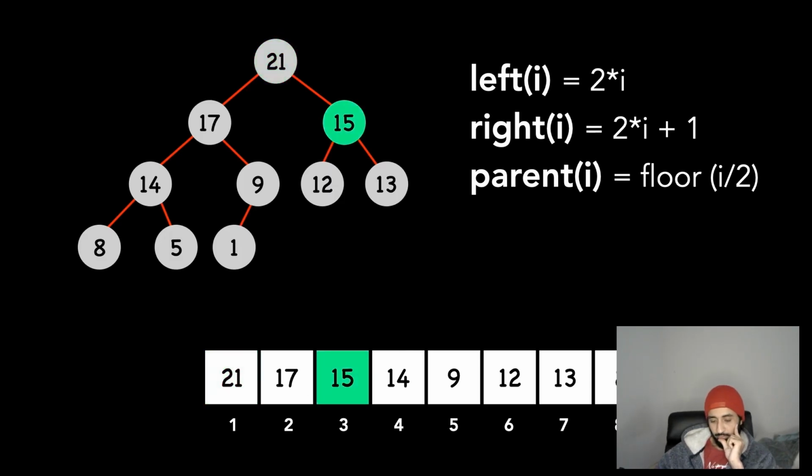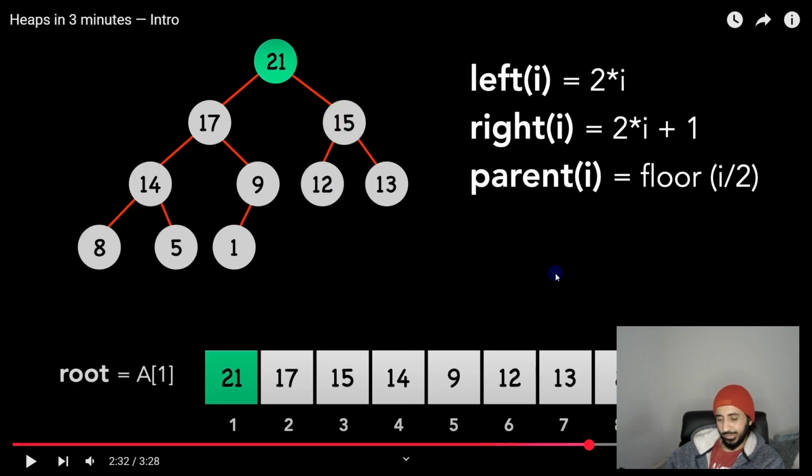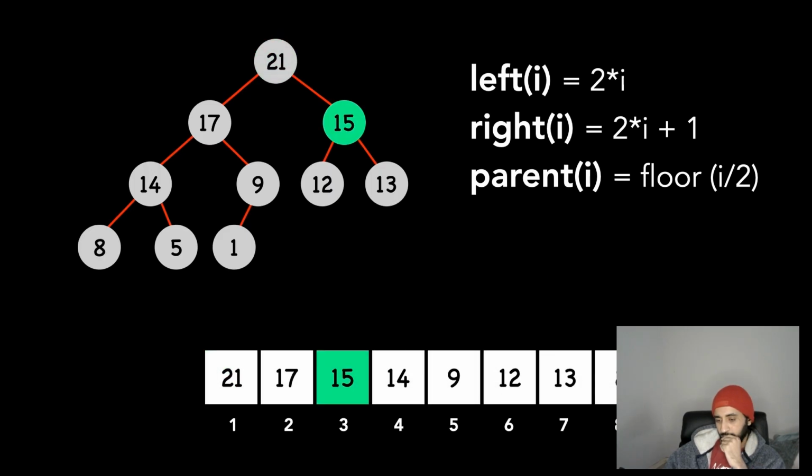Let's take a look at 15, which is at index 3. What did he just say? Puts the root at 1 instead of 0.